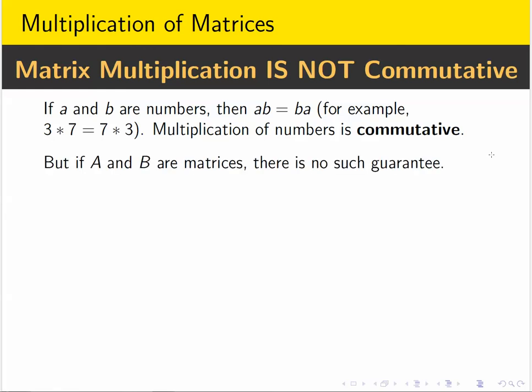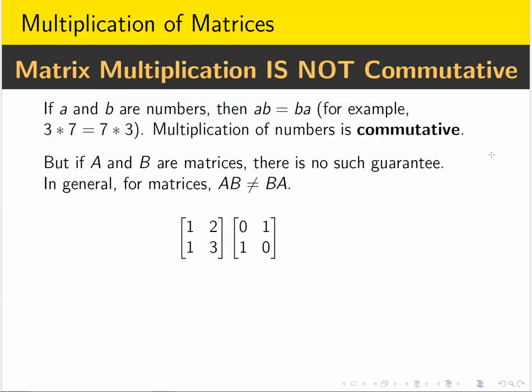But that's not true for matrices. In general, if you change the order the matrices are written from left to right, you'll get different results. A times B and B times A are usually not equal. Sometimes they are, but that's the exception rather than the rule.